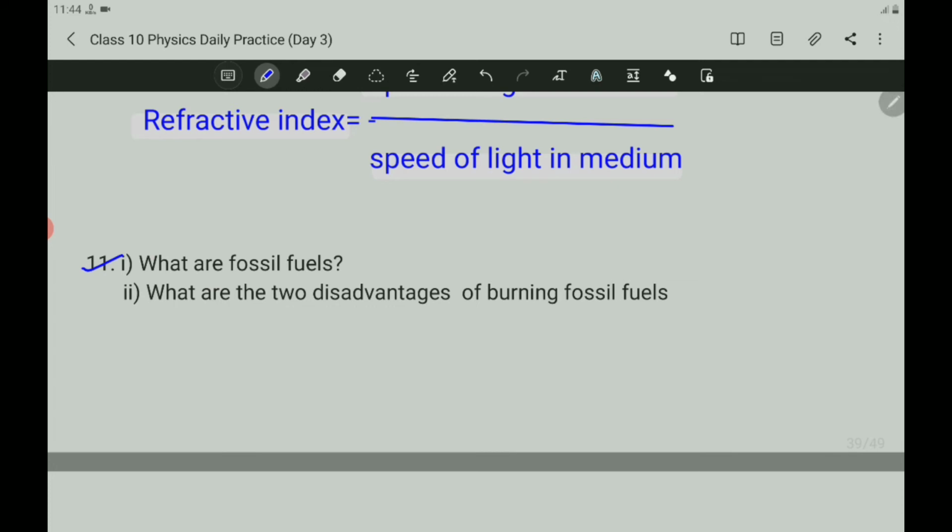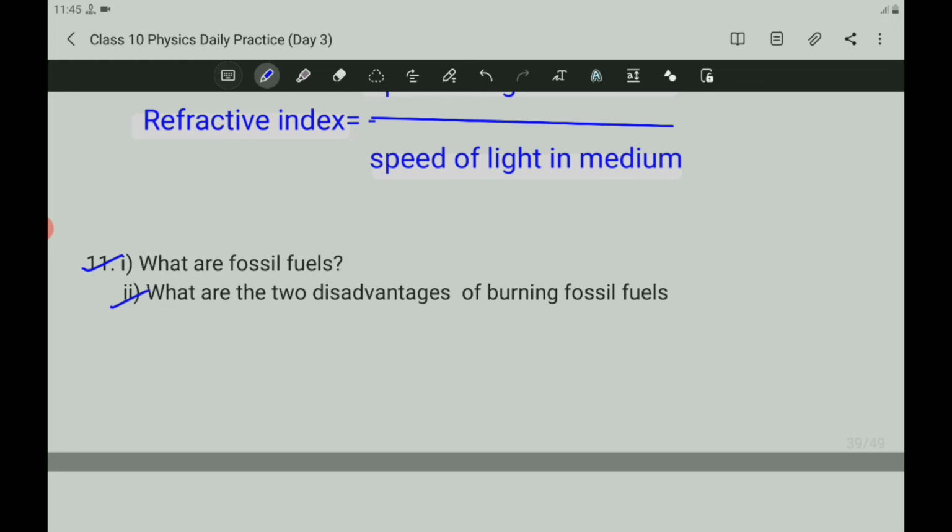Then what are the two disadvantages of burning fossil fuels? There are many disadvantages of burning fossil fuels. So let us take some. You know that burning of coal and petroleum leads to air pollution. They cause acid rain by forming oxides of carbon, nitrogen and sulfur. This affects our water and soil resources. And also burning of fossil fuels causes smog, which causes breathing problems and other hazards.